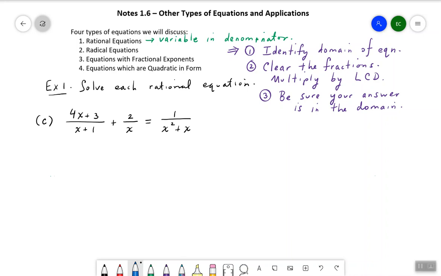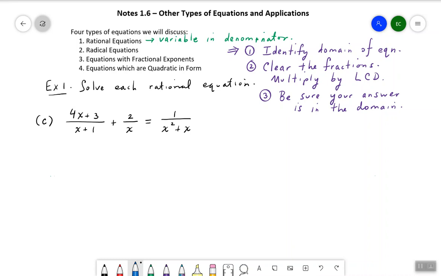We're in section 1.6. Let's work a couple more examples of rational equations. So we have a new equation here to solve, and remember the first thing we want to do is identify the domain of the equation.